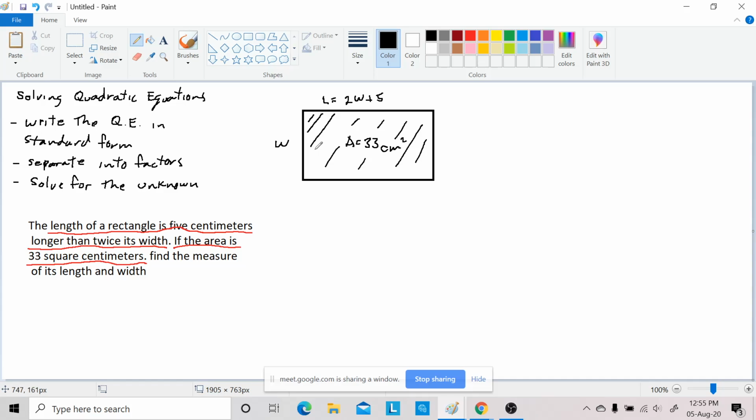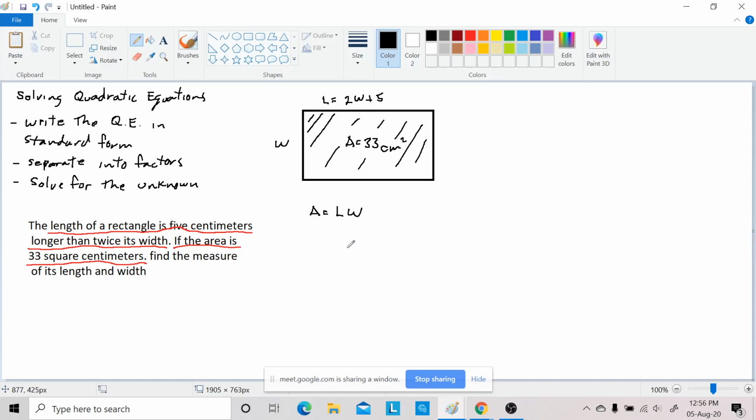Okay, so now that we have this, we now have all the information that we can get out of the problem. It's now time for us to solve. What's the next step here? The next part is we need to form a formula. The clue is the area. What is the area of a rectangle? What's the formula for that? Length times width. So area is equal to length times width.